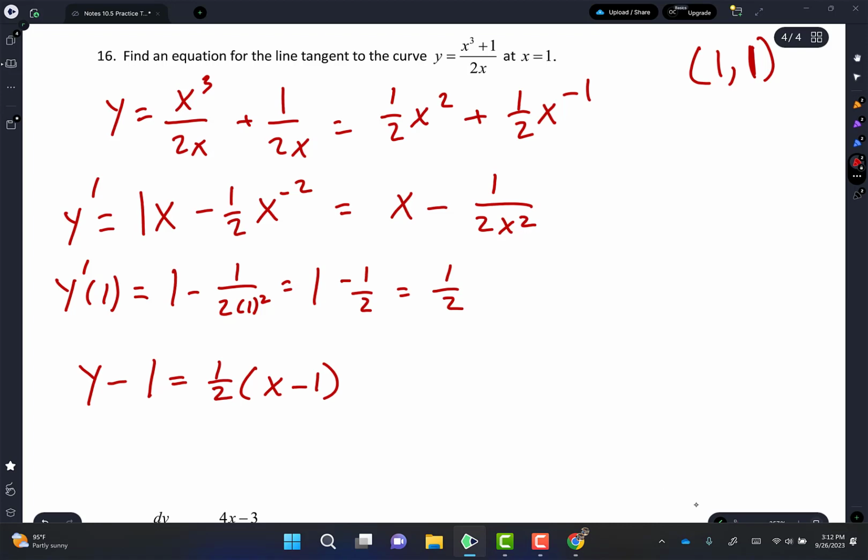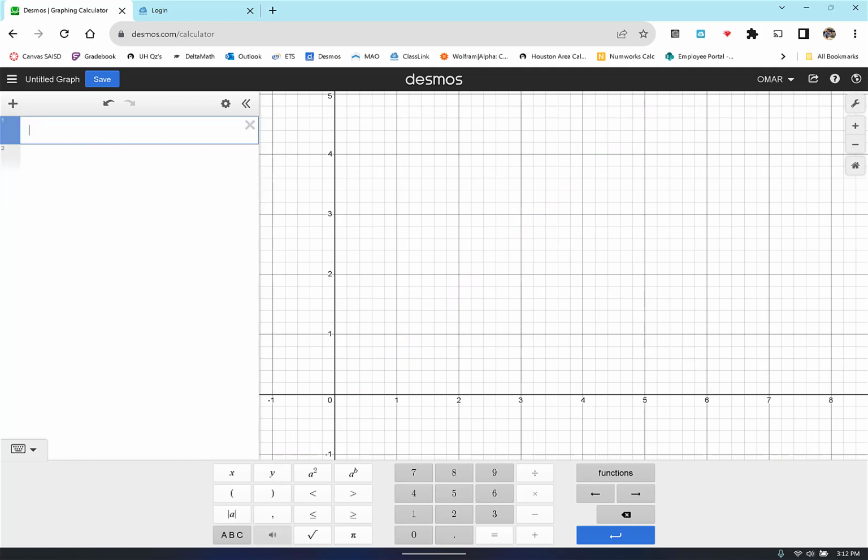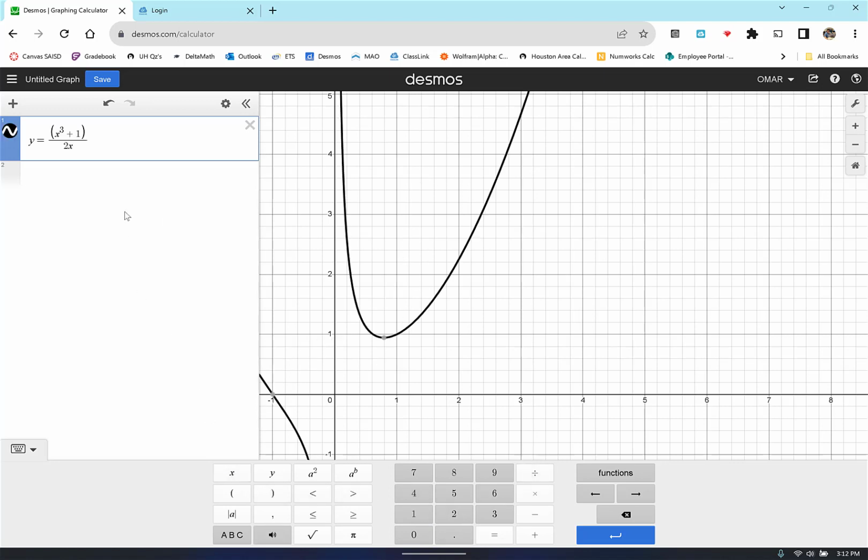If I did everything correctly, let's see how this looks. I'm going to take off my Desmos here. I'm going to clear everything. Give me my original equation. I already forgot it. Y equals x cubed plus 1. Oh, dang it. I didn't put parentheses. Sorry, guys. I should have listened to you guys. Y equals (x cubed plus 1) all over 2x. Okay, there's my funky graph.